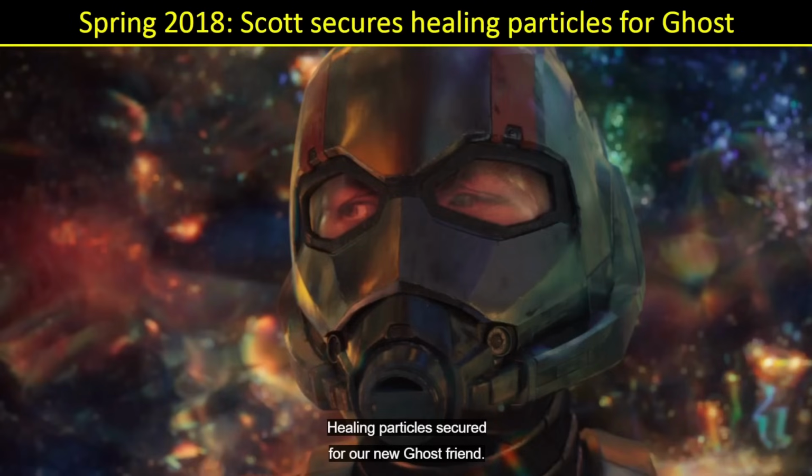However, at the end of the Ant-Man and the Wasp movie, we see that Ant-Man has gone into the quantum realm to get healing particles for Ghost. So they were ready to help heal her. But we're going to see that it's going to take a while before she gets those particles.